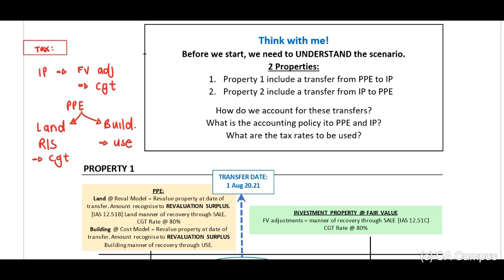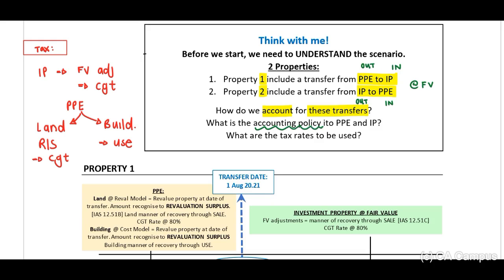Now, if we look at this, they've indicated to us that they have two properties. We have a property 1, which is a transfer from PPE to investment property. We have a property 2, which is a transfer from investment property to PPE. How do we account for these transfers? Important. At date of transfer, at fair values. Therefore, we need to take this out of our PPE at fair value and include in our investment property at fair value. We need to take this out of our investment property and include this in our PPE at fair value.